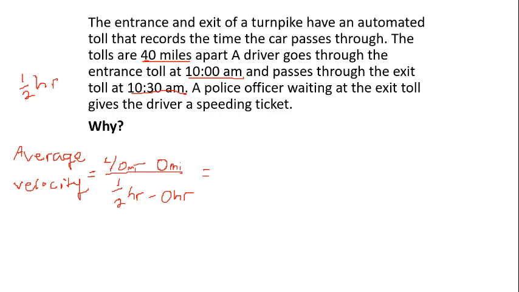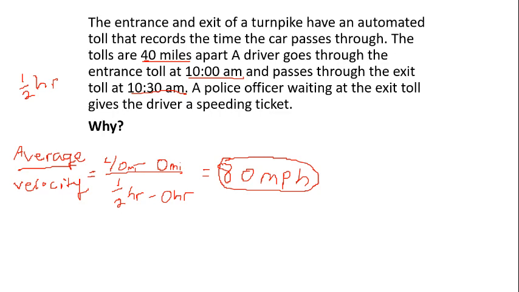So if you do 40 divided by half, you get 80 miles per hour. So remember, that's his average velocity: 80 miles per hour, which, in most places, is over the speed limit. So how might that relate to the driver's instantaneous velocity at any given point?